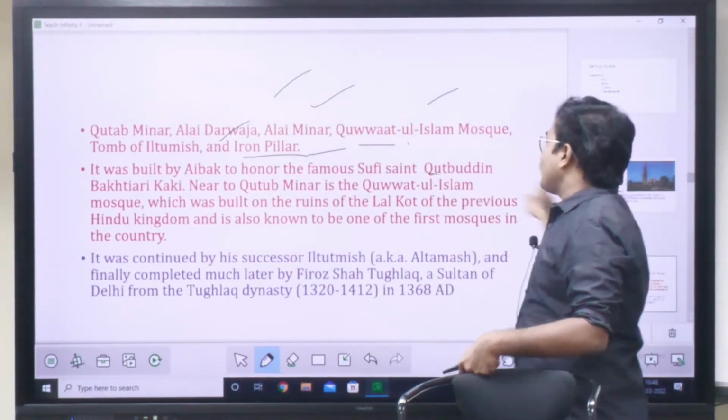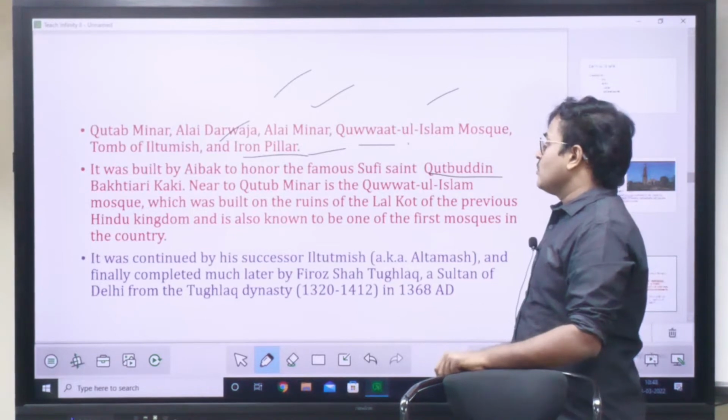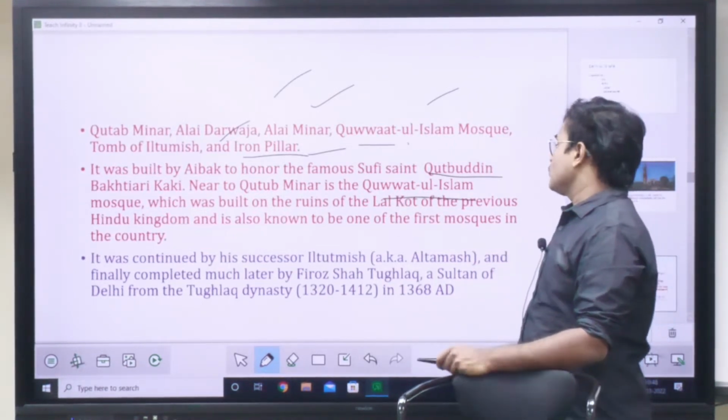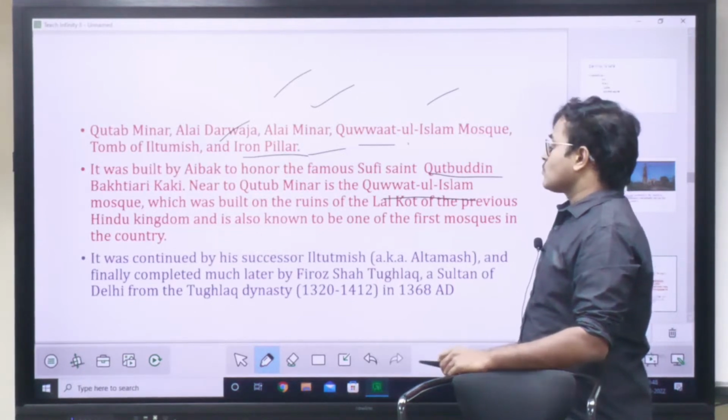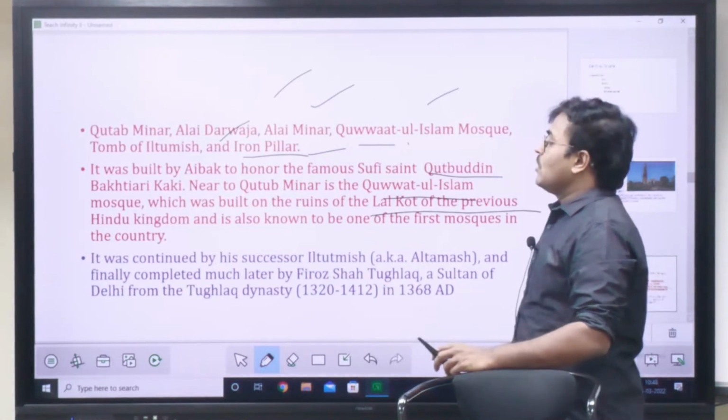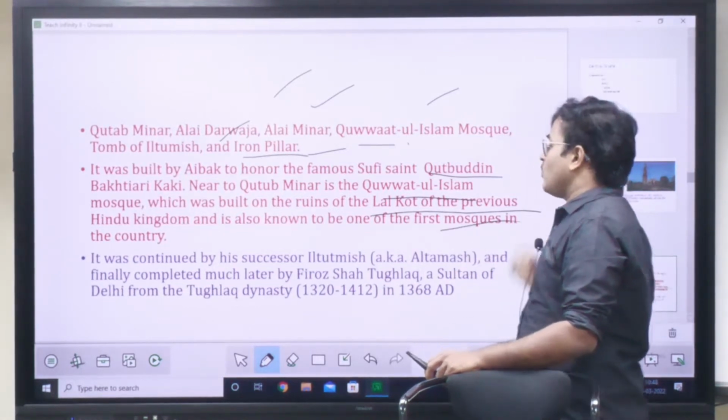It was built in memory of Qutbuddin Bakhtiyar Kaki. Near the Qutub Minar is the Quwwat-ul-Islam Mosque, which was built on the ruins of Lal Kot of the previous Hindu kingdom and is known to be one of the first mosques in the country.